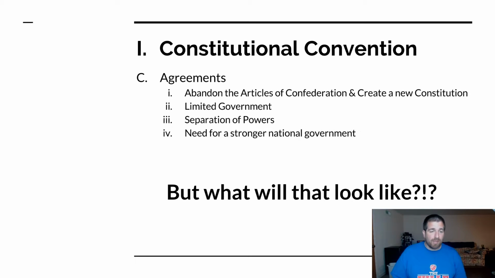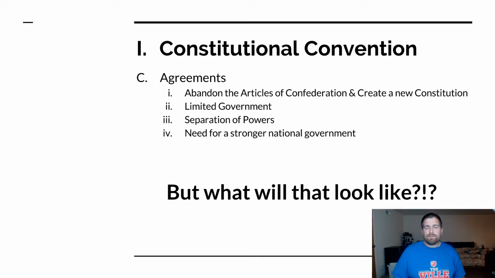Secondly, they agree that government needs to be limited, something we've already talked a lot about. They believe that strict limits need to be placed on any stronger federal government. They believe that federal government also needs to have a separation of powers: specific branches with specific jobs to make sure that one part of the government doesn't become too powerful. And lastly, they all agreed that the national or federal government needs to be stronger. They need to be able to do things like impose taxes, pass laws, or regulate trade. Those things need to be changed. So these are the basic agreements that they come to.